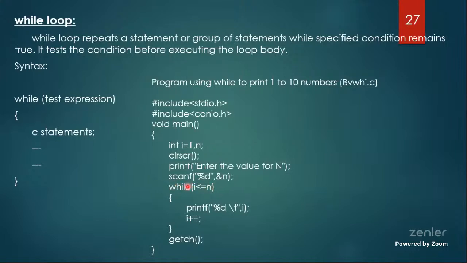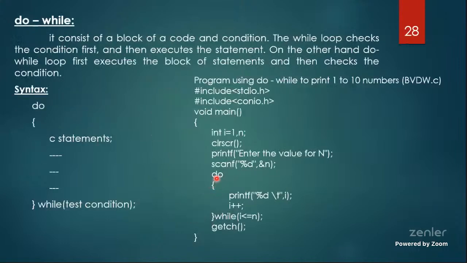The condition is checked here, but in the do while loop, the condition is checked at the end. At the end, we are checking for the condition. I have taken the same program. Enter the value for n. Before that, we'll go through the syntax.